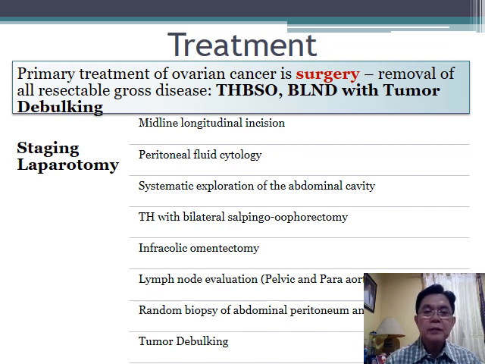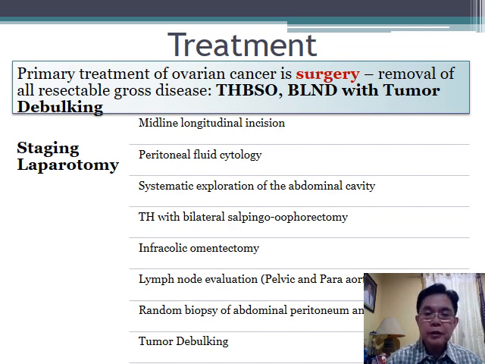So after you have done a thorough systematic exploration of the abdominal cavity and the structures, then you perform the definitive treatment, which is total hysterectomy with bilateral salpingo-oophorectomy. If the omentum is grossly abnormal, or even if it is not grossly abnormal, but the possibility of metastasis is there, then it is always prudent to perform an infracolic omentectomy. So infracolic omentectomy is part and parcel of the staging laparotomy.